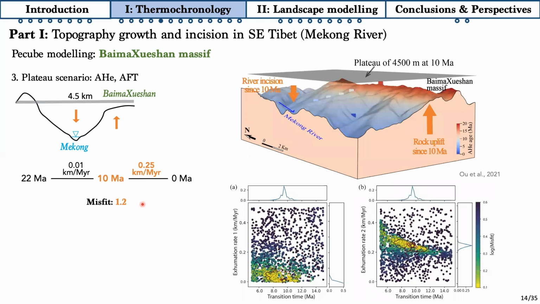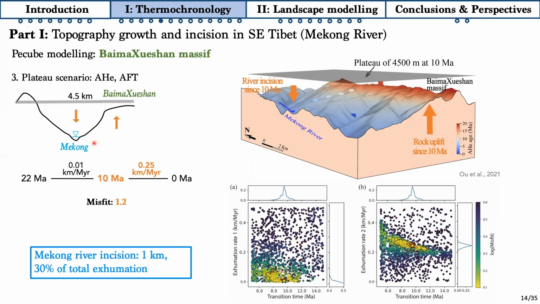So a 3D view will show us better that a combination of the river incision and also a rock uplift since 10 million years is necessary to reproduce all the age distribution for the Baimei Shishan massif and to better constrain the Neogene history here. And all the parameters are quite well constrained, I would say even very good. And the Mekong River incision from this plateau model scenario is only 1 kilometer, only accounting for 30% of the total exhumation.